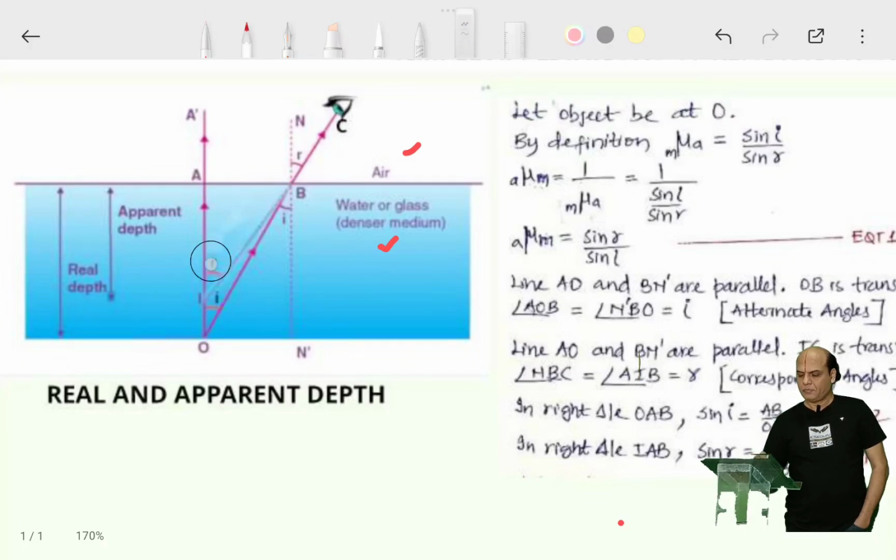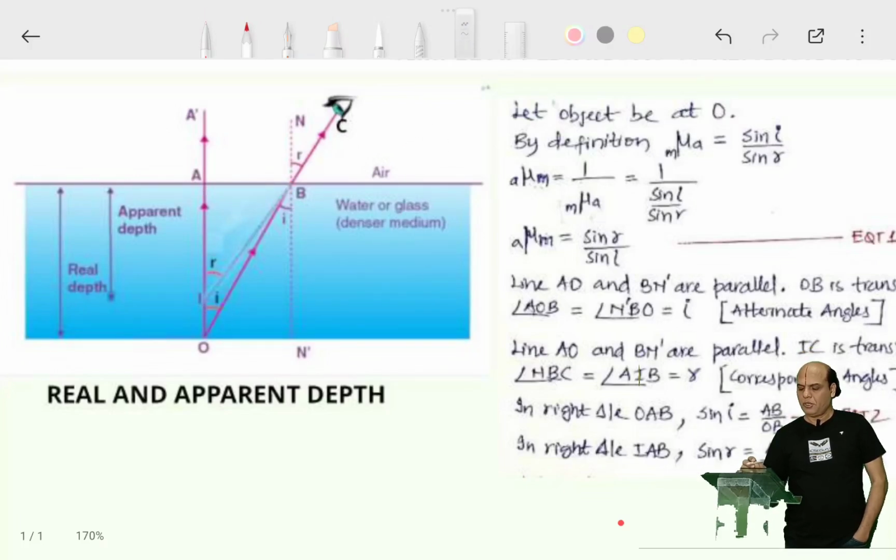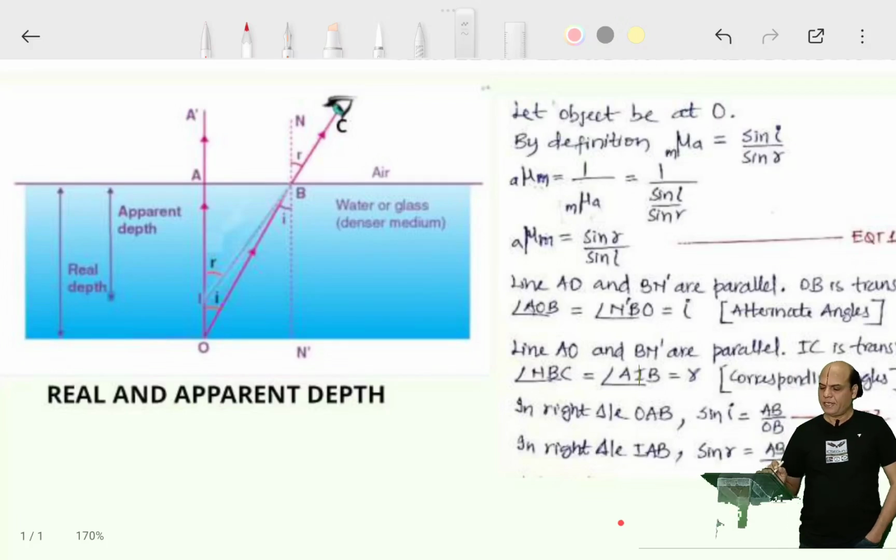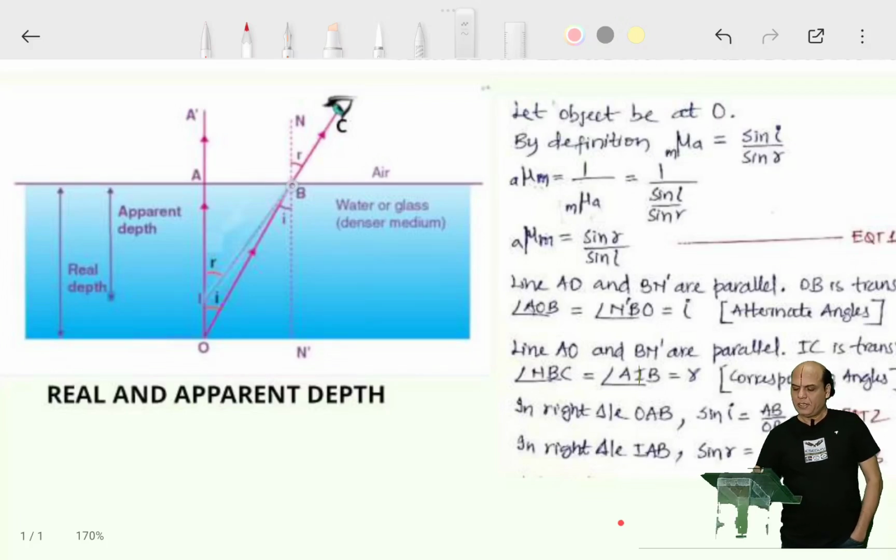So now BC is the refracted ray, OB is the incident ray. When we draw an extension of the refracted ray BC, it meets the line OA at point I.